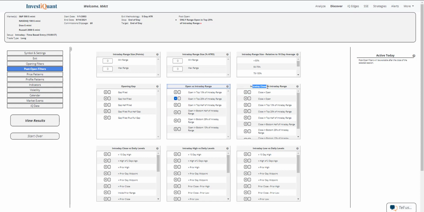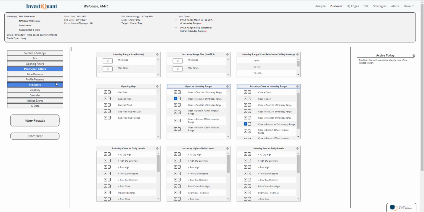So I'm going to go to the intraday close, say that that is in the bottom half, hit equals there, close in bottom half of intraday range. So that will mean we have a red daily candlestick forming where the open is somewhere near the highs and the 3 p.m. price is in the bottom half of the intraday range.